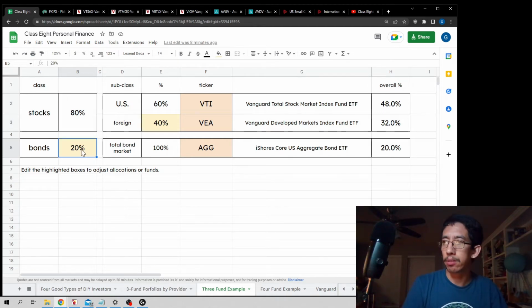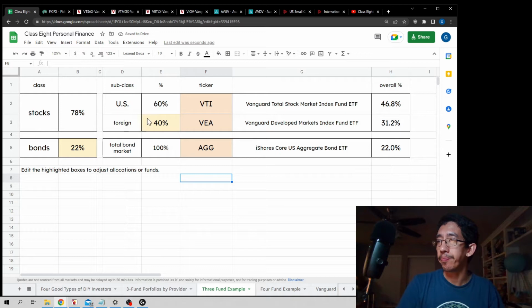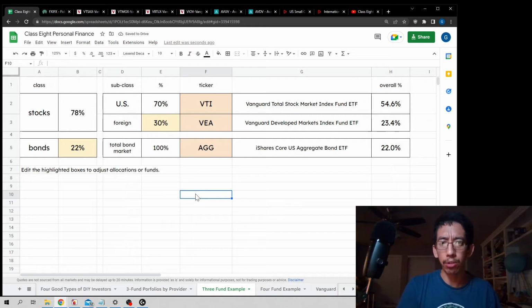By the way, you can download the spreadsheet and then it'll start calculating things for you. So I made my bond percentage 22 and my stock percentage 78. Let's just go with that for now. Back in the day, I also made my US to foreign stock ratio 70/30 based on some stuff I read on the bogleheads.org website.